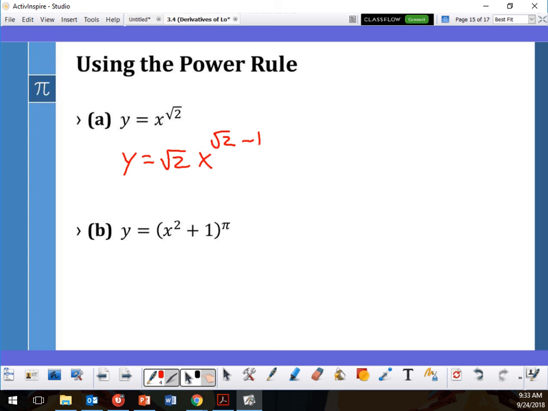Okay, so now, same thing. Wait, that's y prime, sorry. Y prime would be first we take the pi down, pi, times the original, x squared plus 1 raised to the pi minus 1, times the derivative of the inside, which would be 2x.